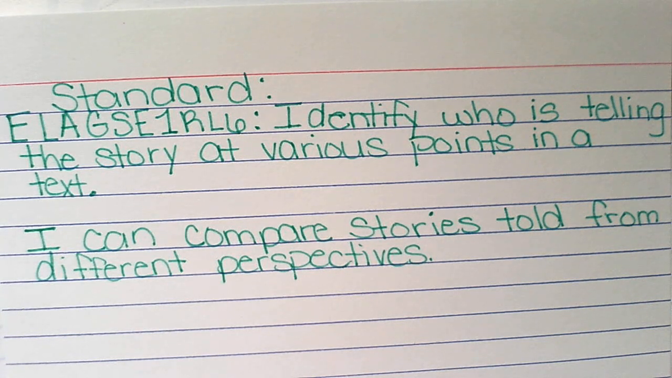So today we are going to continue with our same standard, which is identify who is telling the story at various points in a text. But we will be switching our I can statement. So today when we finish this lesson, we should be able to compare stories told from different perspectives. Our I can statement for today is I can compare stories told from different perspectives.